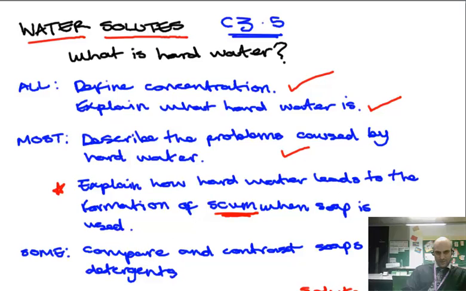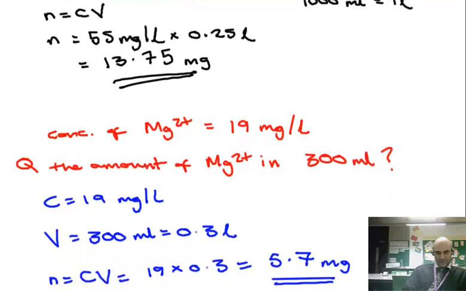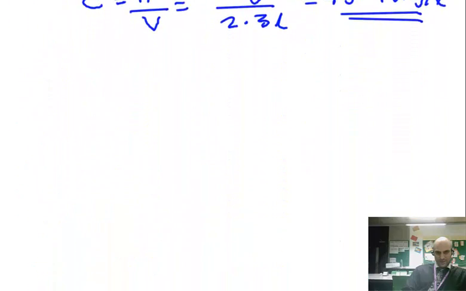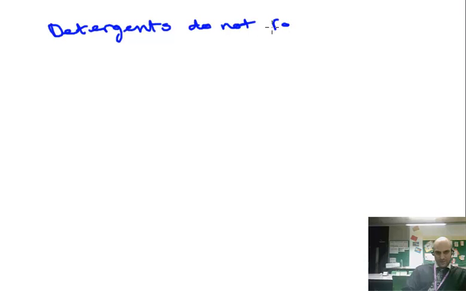Now, compare and contrast soaps and detergents. Right, now let's scroll down to that, and maybe we can touch that last objective. I don't think we really need it for the specification, but you do need to know what a detergent is and what a soap is. So, well, detergents and soaps are essentially the same thing. It's just that detergents do not form scum in hard water. That's the first thing.